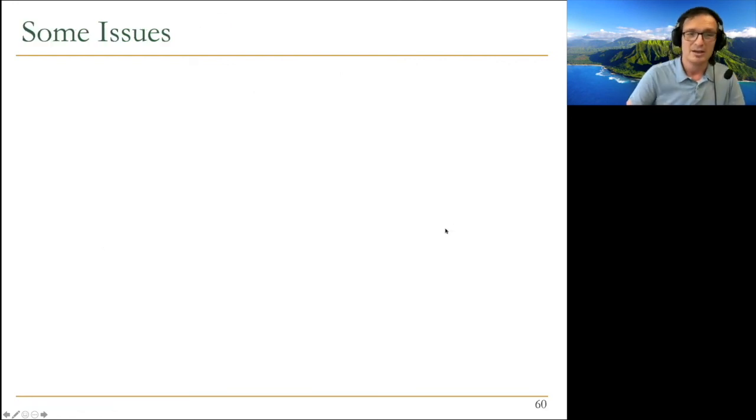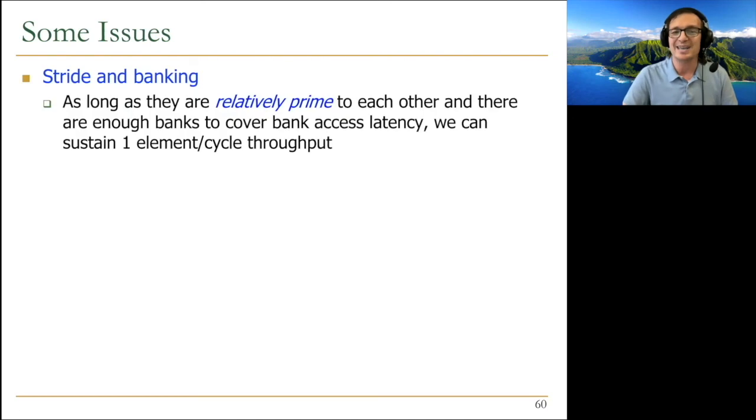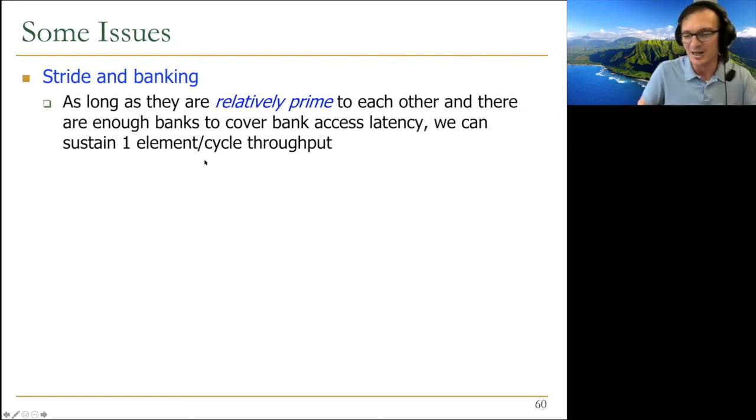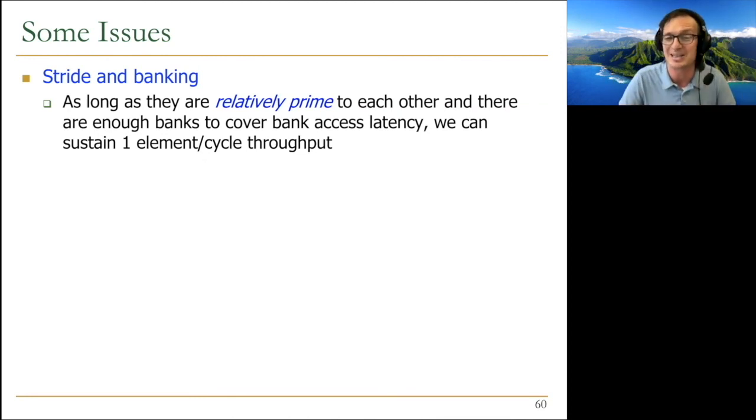Okay, so some issues, stride and banking are important, as we discussed. As long as they're relatively prime to each other, and there are enough banks to cover the bank access latency, we can sustain one element per cycle throughput. So this is kind of going to be a review of what we've discussed. So I'm going to go through this relatively quickly, but we've already talked about stride and banking issues clearly, right? And I already said that as long as they're relatively prime to each other and there are enough banks to cover the bank access latency, they can sustain this throughput.